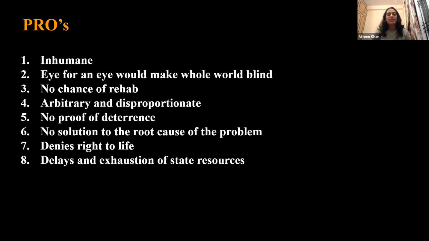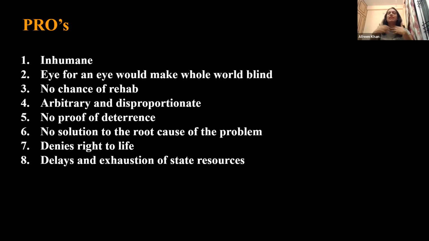Next is no proof of deterrence. You cannot assure that it's going to create a deterrence for people who are not committing any crime. Next is no solution to the root cause of the problem. The root cause of the problem is probably, let's say, that they're in poverty, they're in a place of oppression, and therefore their aggression is coming out in a way which shouldn't necessarily happen. Next is that it denies the right to life, as you all have said, and causes delays and exhaustion of state resources.